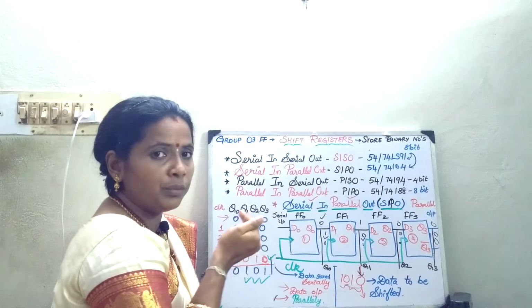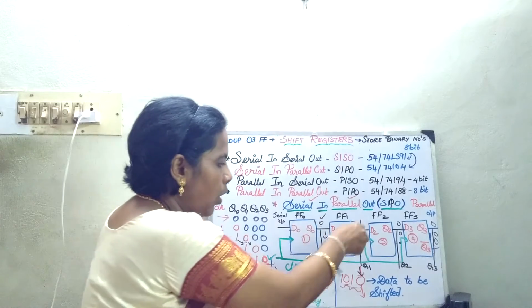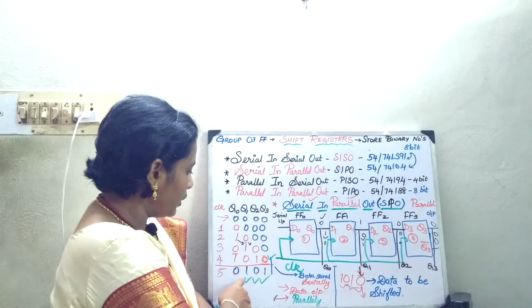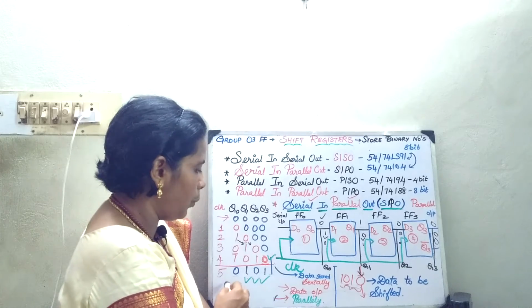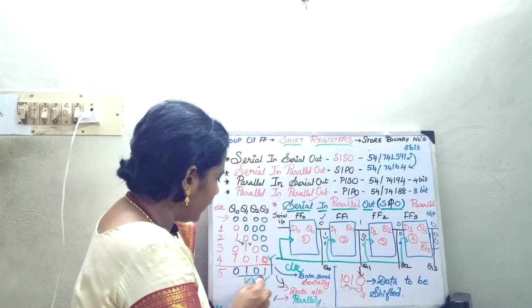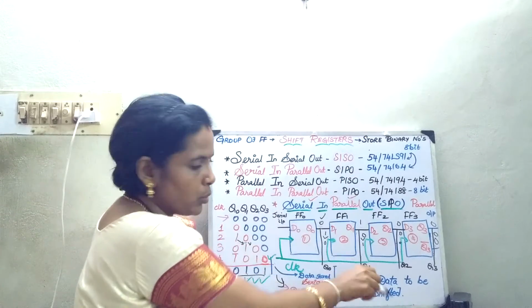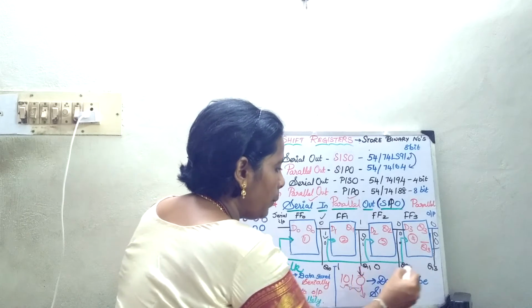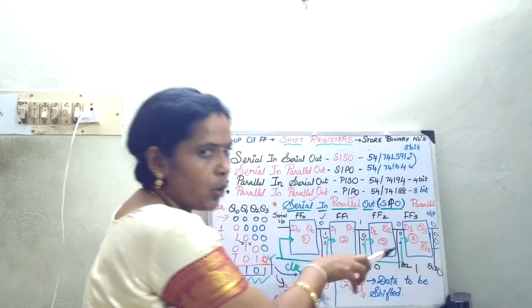Now when I give the 5th clock pulse, what will happen? I have tapped all the points Q0, Q1, Q2, Q3. If I apply the 5th clock pulse, already here you have the 0. All the other 3 data are going to be popped out. So 1, 0, 1, 0. So at the end of the 5th clock pulse, I will get all the data outside.